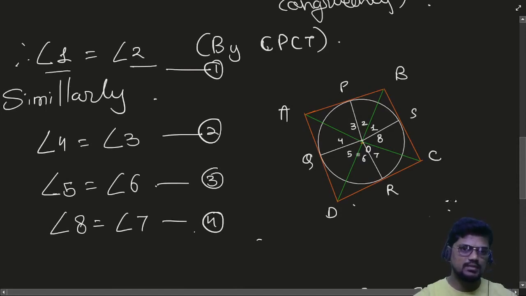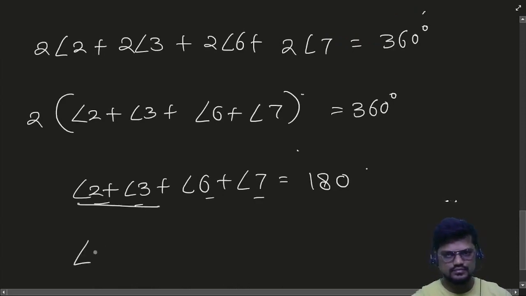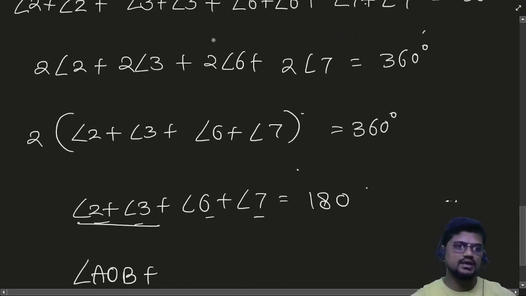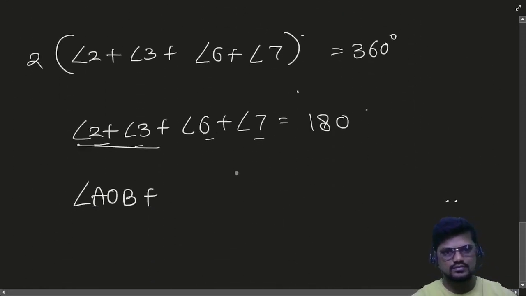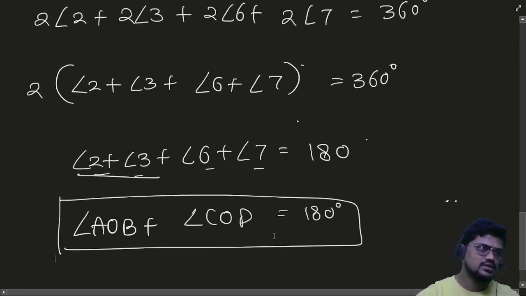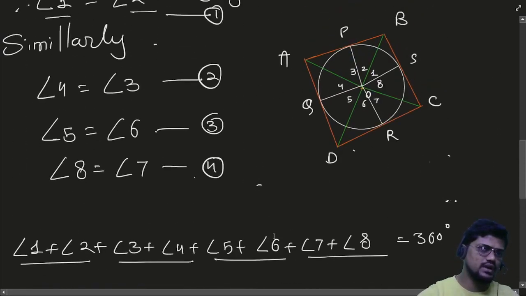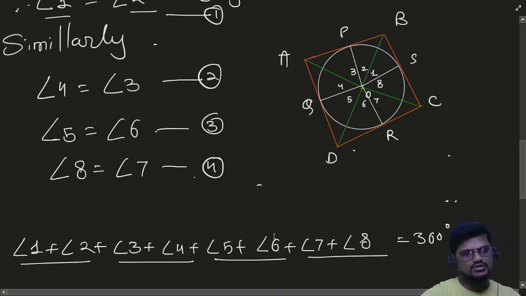Angle 2 plus angle 3 will be equal to angle AOB, and angle 6 plus angle 7 will be equal to angle COD, which equals 180 degrees. Understood that the opposite sides of a quadrilateral subtend supplementary angles at the center of the circle? Understood this? Yes or no? Okay then.